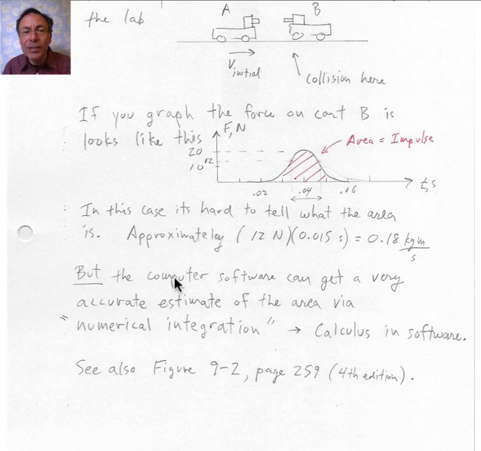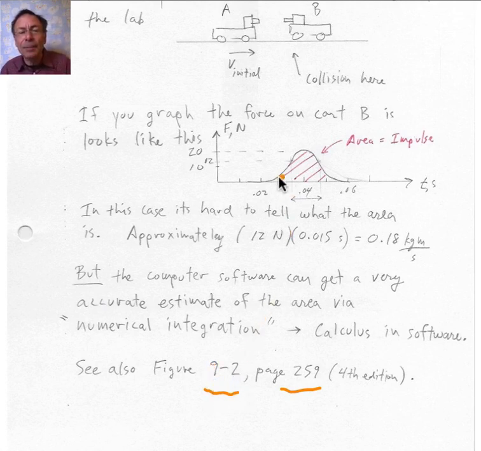Okay, one last thing I want you to do. Please look at the textbook. Open it to page 259. Look at figure 9-2. In it, they're talking about the impulse of a bat hitting a baseball. And so you're going to see a picture that kind of goes like that, where the bat hits the ball really hard for a very short time.